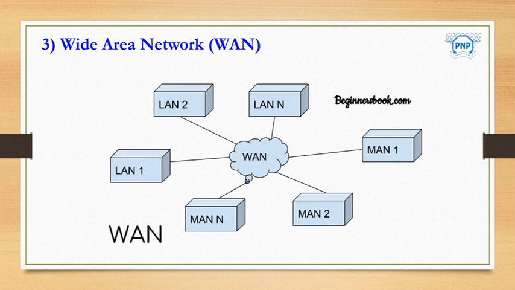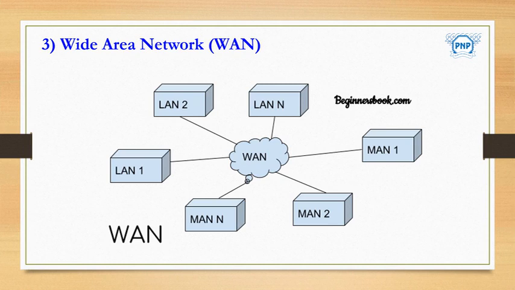A simple example of WAN is nothing but the internet. Like by using the same connection, we can send a message to a person living in America. So we can send a message with the help of the internet. So it's an example of a WAN, wide area network.